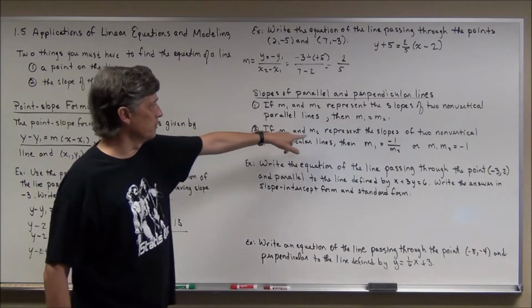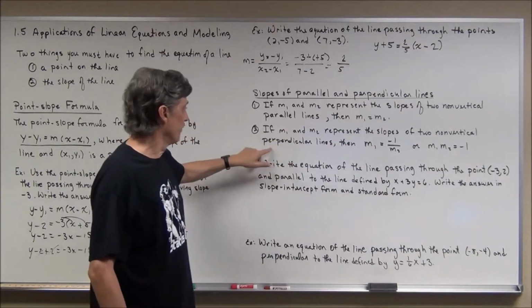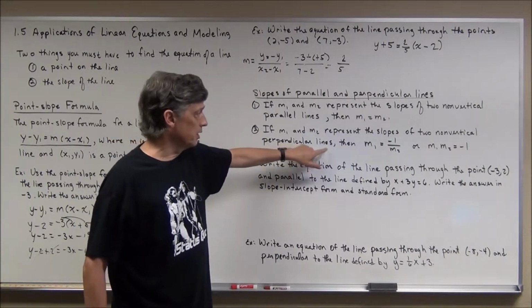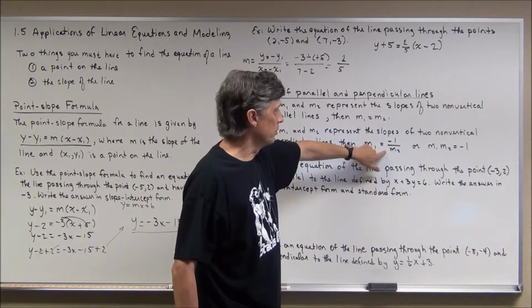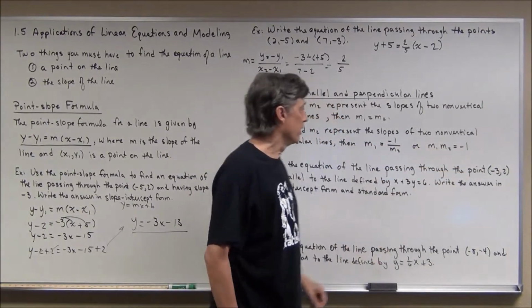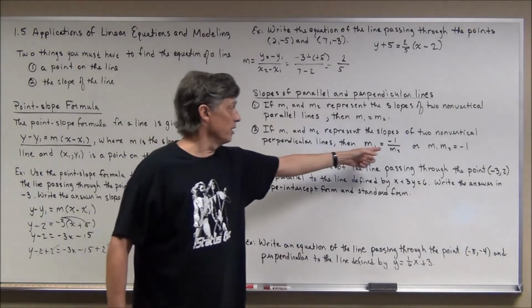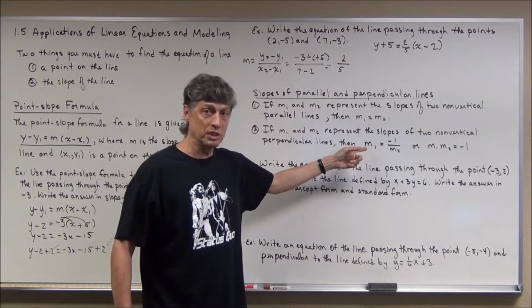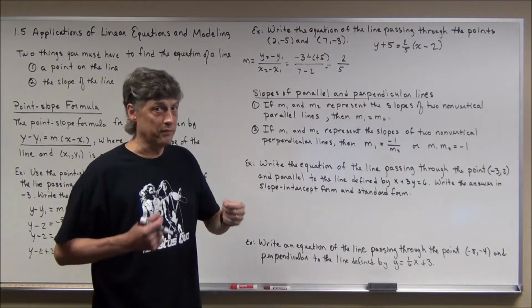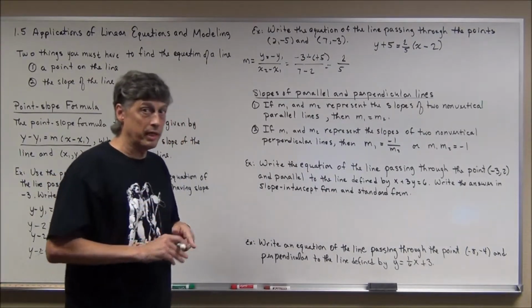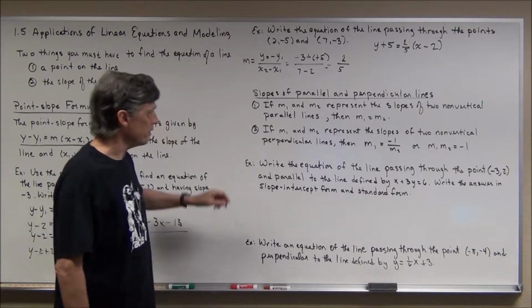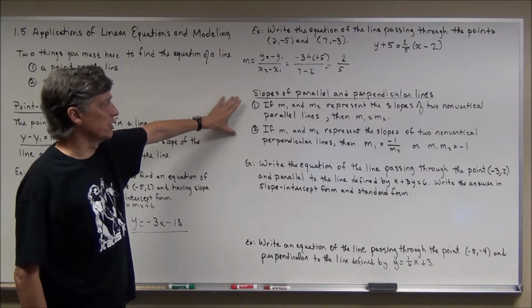If m sub 1 and m sub 2 represent the slopes of two non-vertical perpendicular lines, then m sub 1 is equal to negative 1 over m sub 2, or the product of the slopes is negative 1, which means, as you can see here, the slopes are opposite reciprocals. Opposite reciprocals, they have different signs, and of course you remember what a reciprocal is when you flip the fraction around, a over b, b over a. So remember these two things, they'll come in handy.